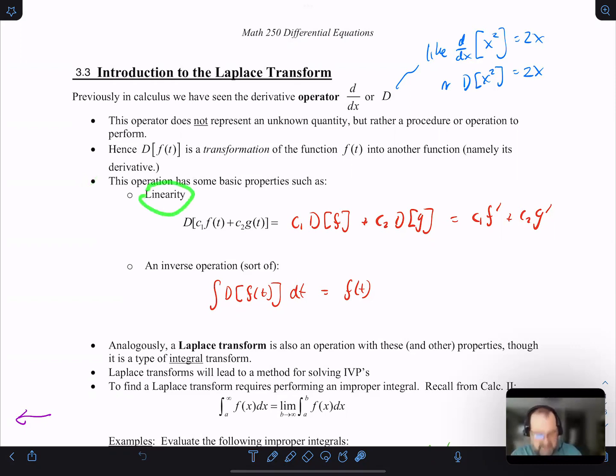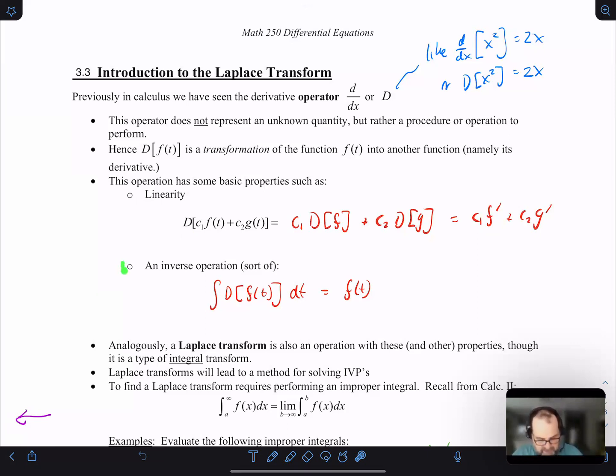Things like the linearity property. Again, we know this as you can take derivatives term by term and just move the constants in front, right? So the derivative operator acting on C1 f of t plus C2 g of t is C1 D acting on f plus C2 D acting on g, i.e. C1 f prime plus C2 g prime. This is linearity. Yes, you can do the operator term by term, moving the constants out in front.